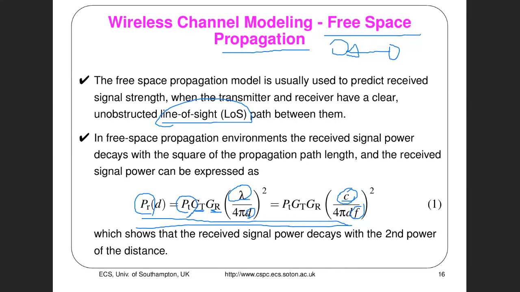So we can see here that with a fixed transmitted power, the received signal power is a function of distance. As the distance increases, the received signal power would decrease.